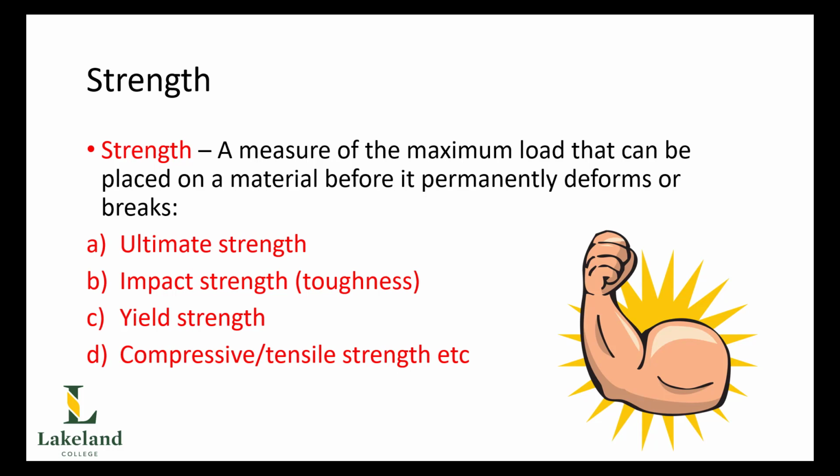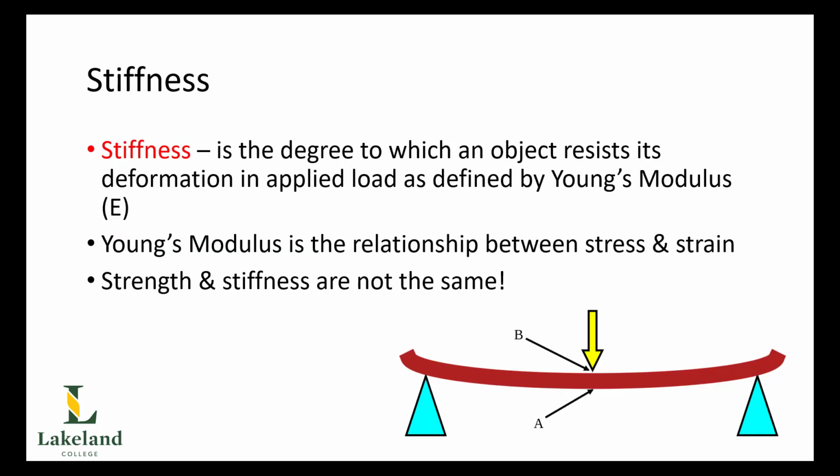We get yield strength. This is the point at which yielding occurs, and this is generally accepted to be when the grains start to slip across each other within the material. And we can even get things like compressive or tensile strength. In other words, how well will the material resist a compressive or a tensile load before it permanently deforms or breaks. So strength, very much a general term here. We have to be specific when talking about strength for the type of strength we mean.